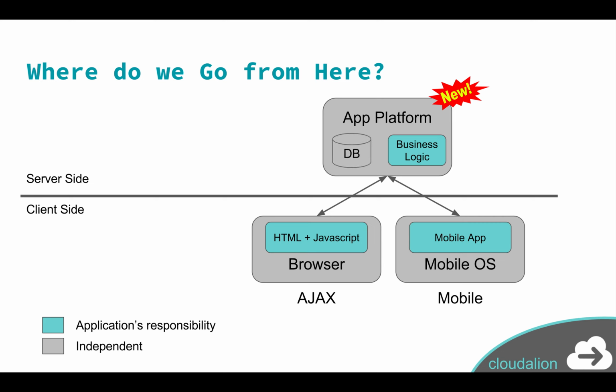The user data will no longer be in a database owned by the application, but rather a database owned by the application platform. And all the interactions between the business logic and the data will be supervised by the application platform. We call this approach application embedding.